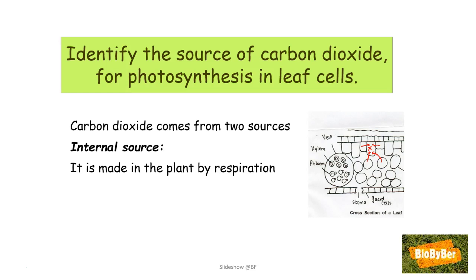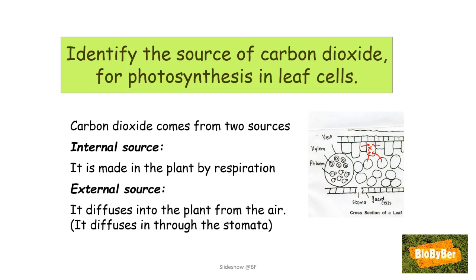There is also an external source of carbon dioxide. The carbon dioxide diffuses or travels into the leaf, in through the stomata, or stoma for the singular, which are little openings on the undersurface of the leaf. The carbon dioxide will come in through the stoma and flow and diffuse through the spaces inside the leaves, making its way to the cells that need it for photosynthesis. So it's inside out. There's an internal source of carbon dioxide and there's an external source.